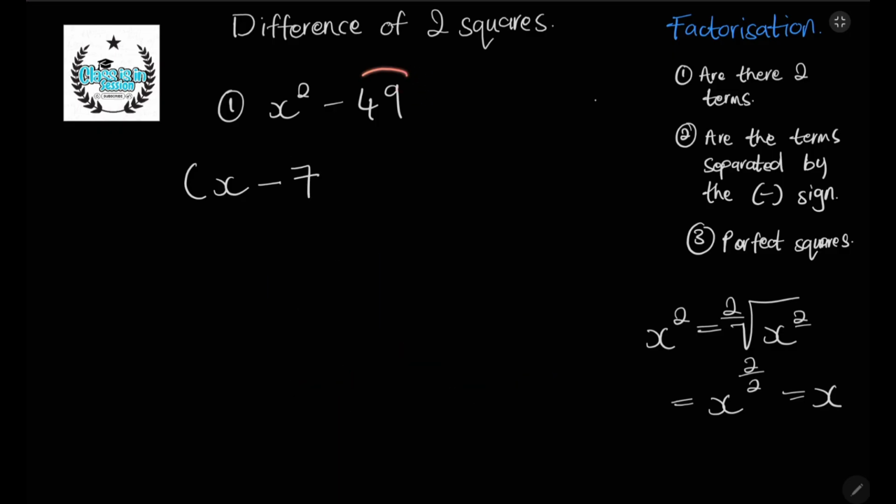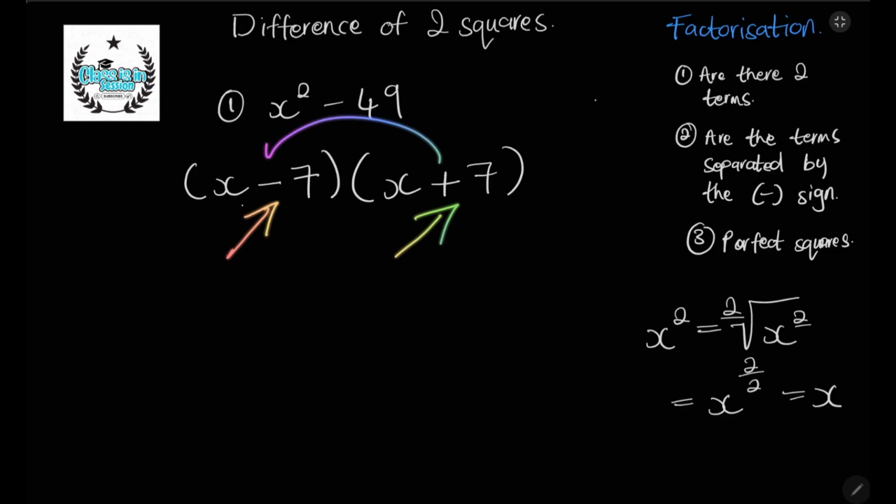You've written down the square root of the second term. In the second bracket, you have to write down the same terms. We started with x plus 7. In the first bracket, you should have a minus, and in the second bracket, you should have a plus. However, you can also flip them. It could be a plus here and a minus there. The order doesn't really matter as long as you have opposite signs. So the answer of x squared minus 49 is x minus 7, x plus 7.